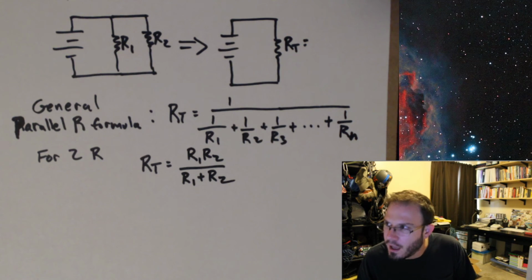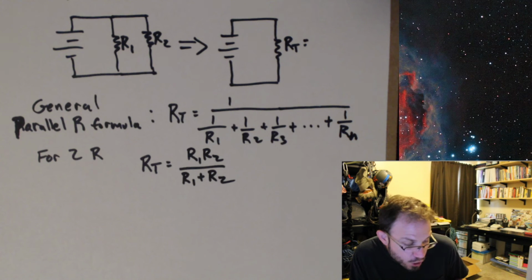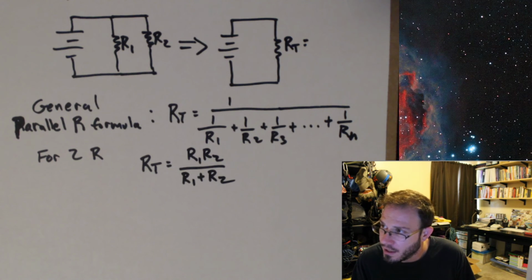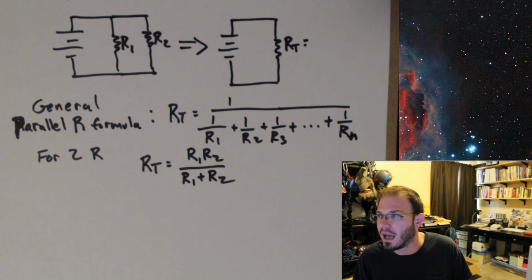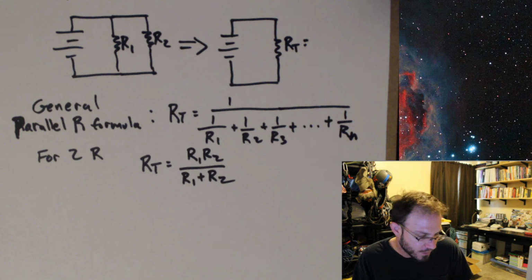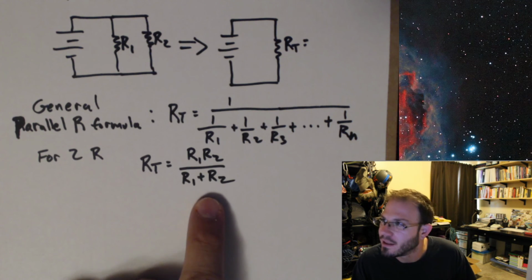I can do the multiplication over the sum. Okay, so if I have just 2 resistors, I can multiply them together, R1 times R2, divided by R1 plus R2. I use this equation the most. This is the easiest to punch into your calculator. Okay, so I tend to like this equation.